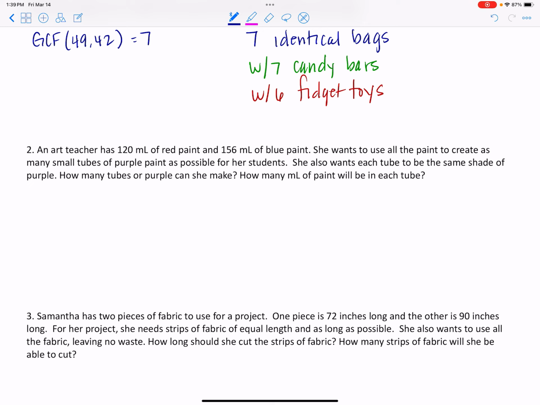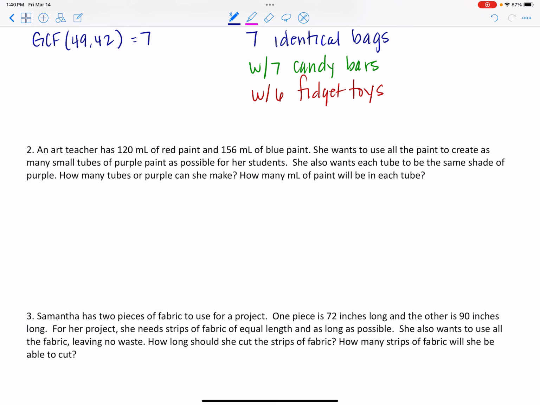Now she wants to, again, use all the paint, so she wants no leftover paint, and she wants all of the tubes to be the same shade of purple. So however much red and blue you put in each one needs to be exactly the same for all those shades of purple to be the same in her tubes. So how many tubes can she make? Again, you're dividing the paint into smaller tubes.